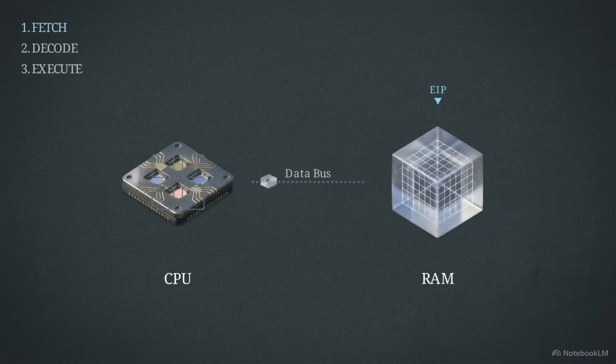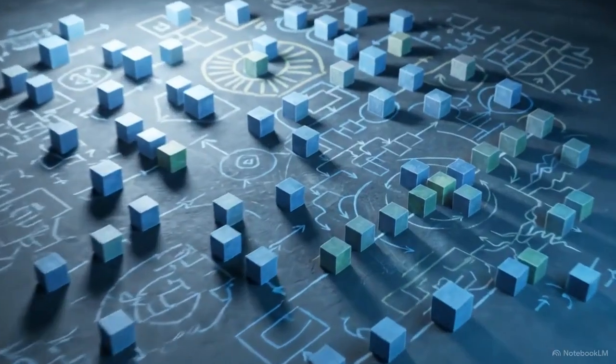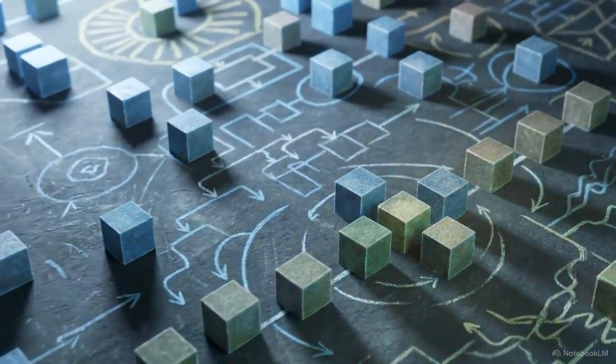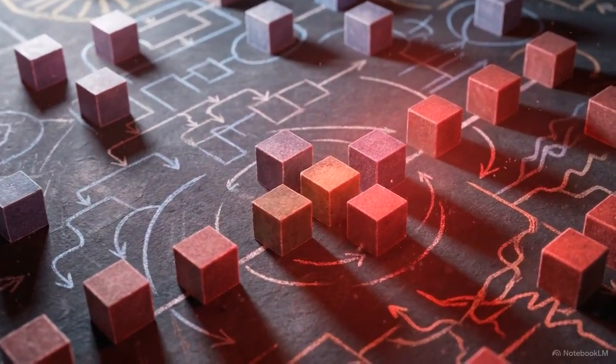A CPU fetches an instruction, decodes it, and executes it. It has no concept of intent, and it does not distinguish between a legitimate application and malicious shellcode. By blindly executing whatever is loaded into memory, the operating system becomes an accomplice to its own compromise.